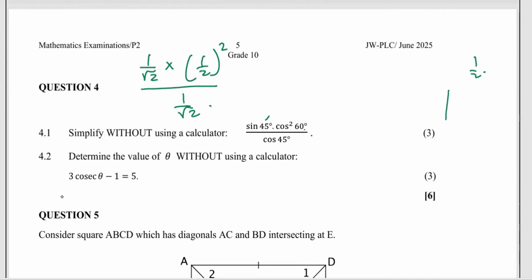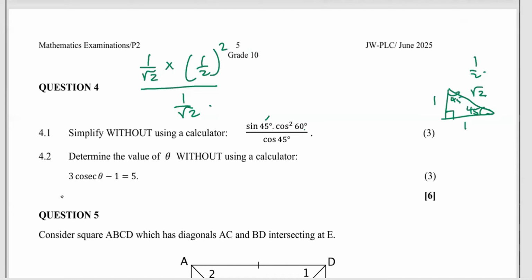So if we have this sort of triangle, 1 and 1, and then you find your Pythagoras, this will be square root of 2. So if that is a 45, and then that is a 45, that's how we get the 1 over root 2 over 1 over root 2.